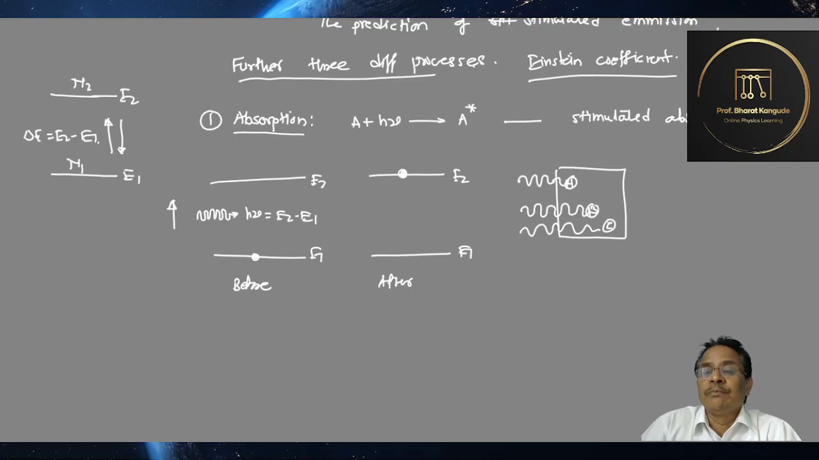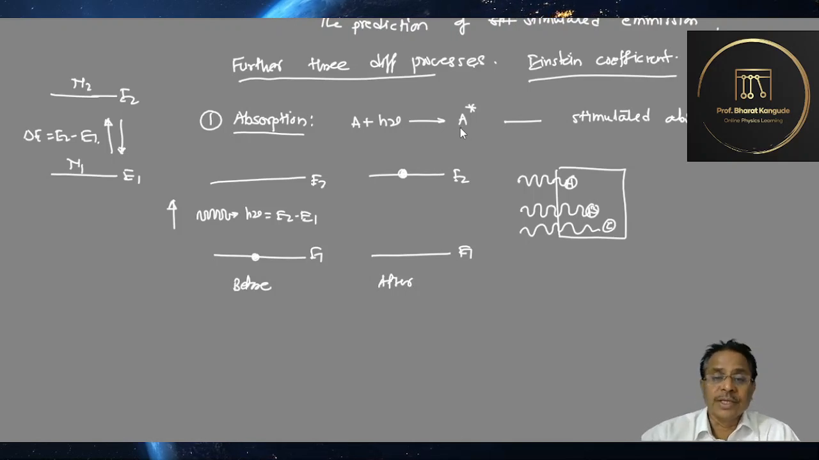And this particular reaction can be shown here. A is the normal atom, absorbing the energy h nu given by the incident photon, and thereby it goes into the excited state shown as A star. So A star is the excited state.